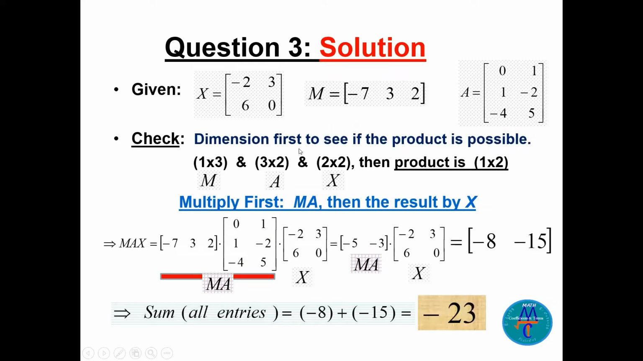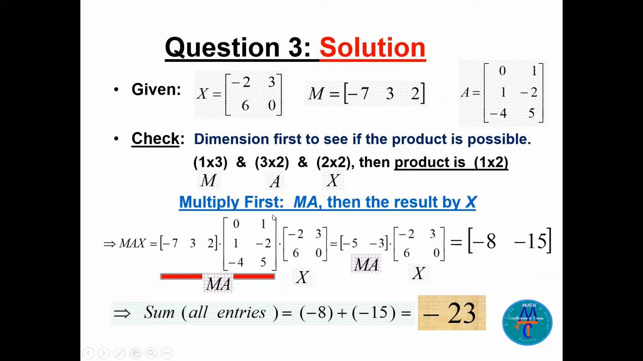So we have to check the dimensions. All right, so we need MAX, so M, this is M here, 1 by 3, A, 3 by 2. See, this is 3 rows, 2 columns. So these two numbers should be the same, so we can multiply M times A first. Then the answer will be of dimension 1 by 2. And this is 2 by 2. Also, we can multiply the product here by the X. So the whole answer, the dimension should be 1 by 2.